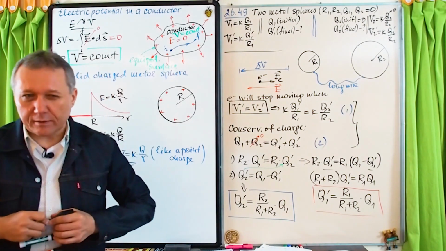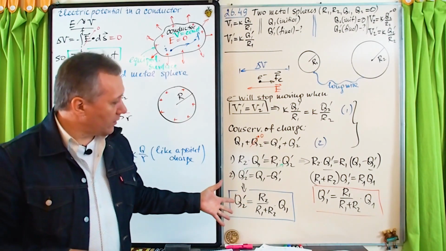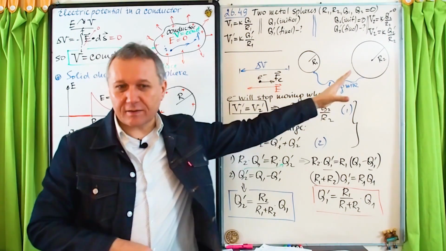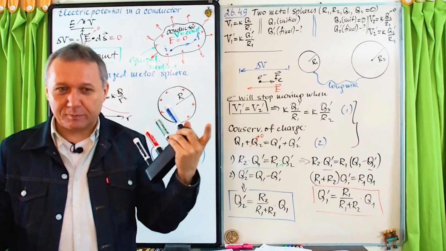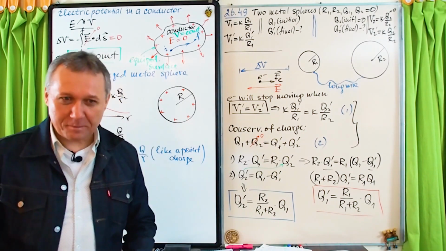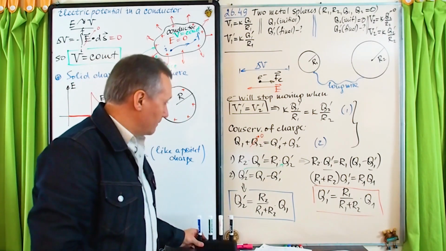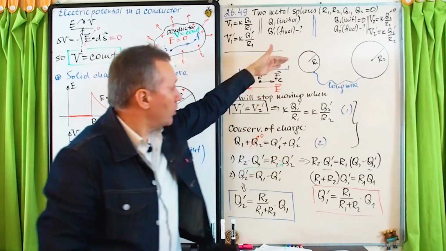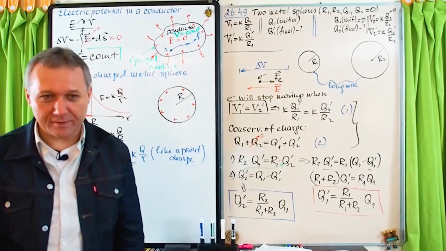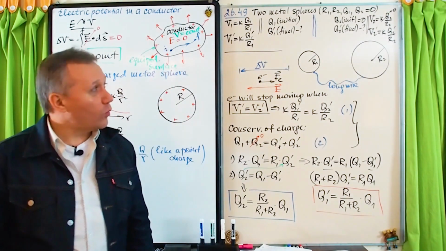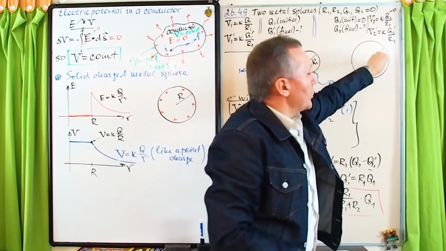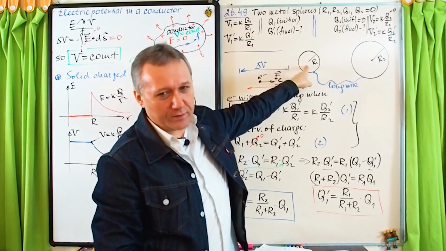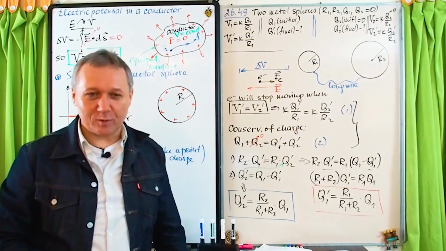And of course, you can play with the limits. If the spheres are of the same size, then of course the amount of charge will be split 50-50. But if this is, for example, a point charge, R1 equals 0, then the whole charge will just run away into that sphere. You can look at that limit. Or if R2 is basically a point charge, R2 equals 0, then the whole charge will just stay over here. Nothing will move.